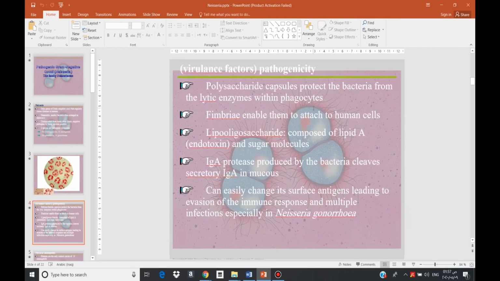In pathogenicity, there are many virulence factors which aid the bacteria to cause a disease in the human. There are many virulence factors in the Neisseria. First of all هو polysaccharide capsule, which protect bacteria from the lytic enzyme within the phagocytes. وكل احنا نعرف انه polysaccharide capsule is a very important antiphagocytic structure.